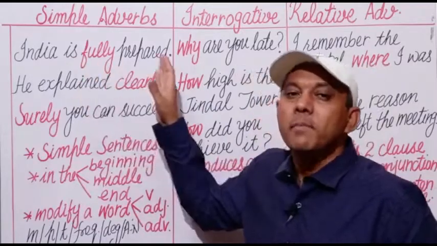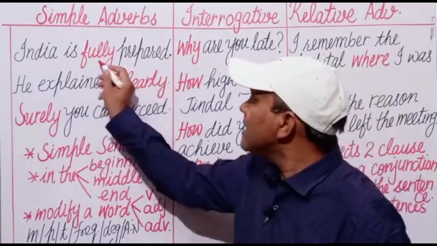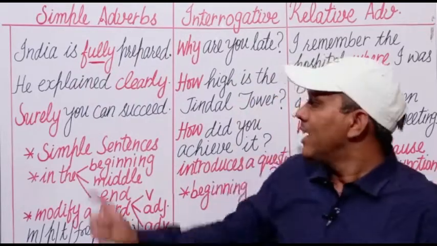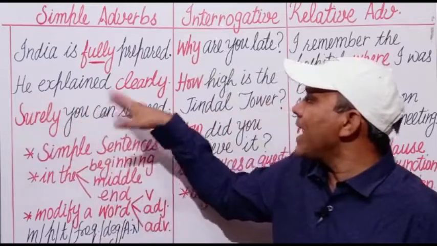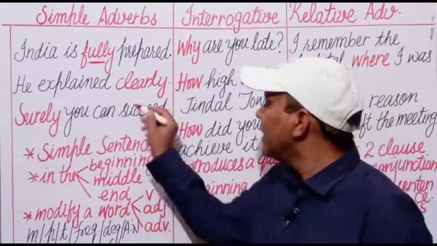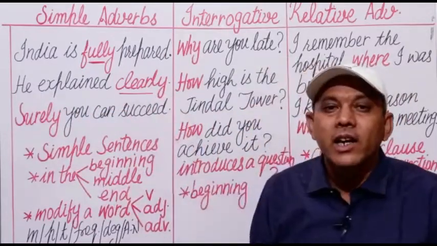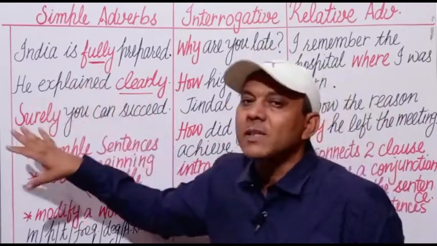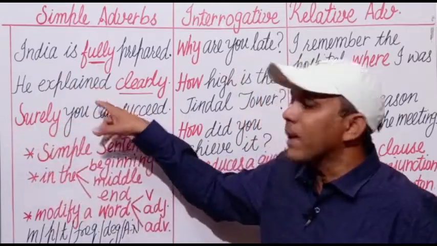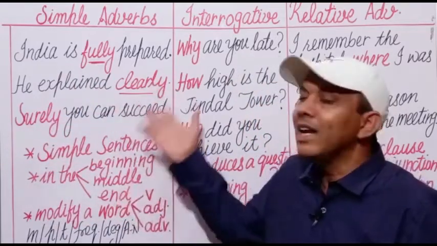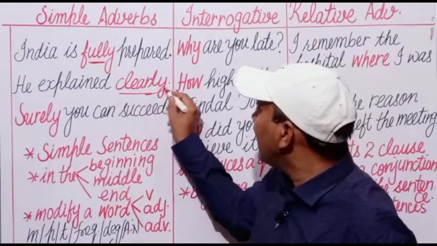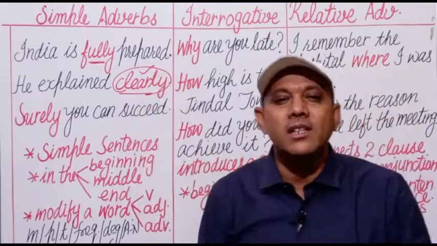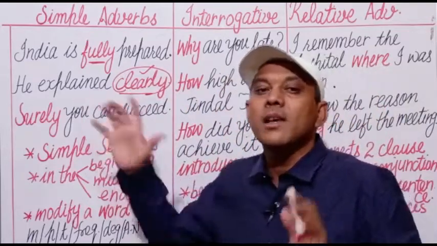Now, this is a simple sentence, and here this adverb is used in the middle of the sentence. Next one is he explained clearly. Here this word clearly is the adverb of manner. How did he explain? He explained the topic clearly. This word clearly, which is an adverb, is used at the end of the sentence, and this is a simple sentence.